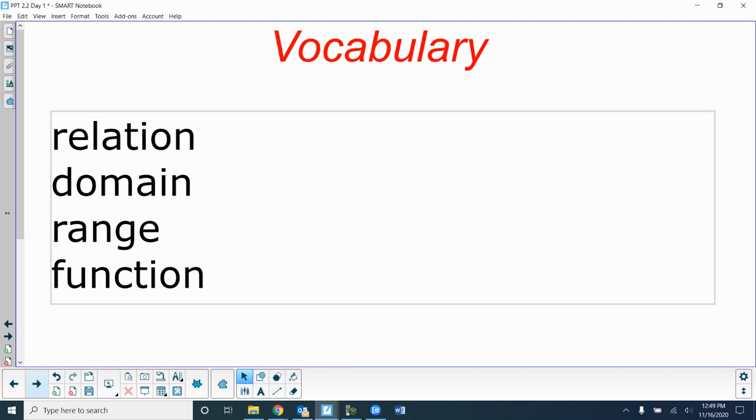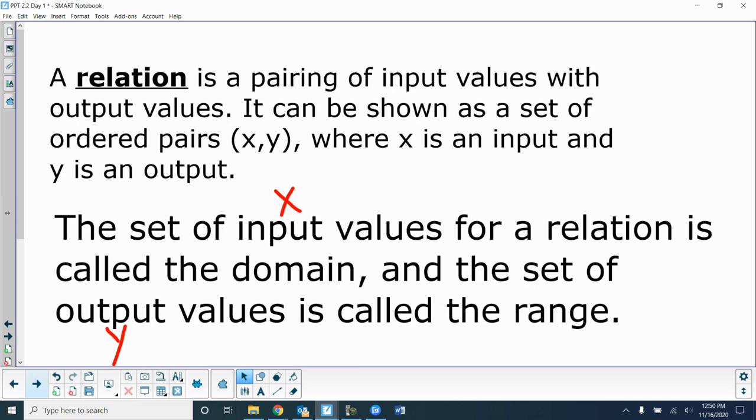All right, so first thing we'll talk about is relation, talk about domain and range and function, and then we'll figure out if a relation is a function or not, things like that. So first thing, a relation is a pairing of input values, which are x values, with output values, y. It can be shown as a set of ordered pairs, where x, again, is the input and y is the output. So I just say a relation is a set of ordered pairs. That's all it is.